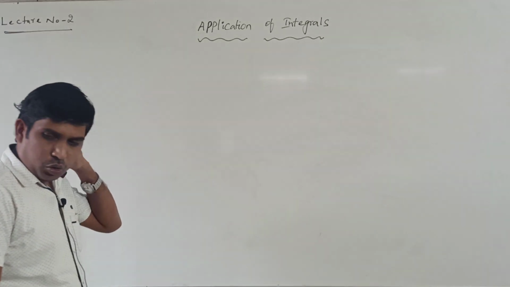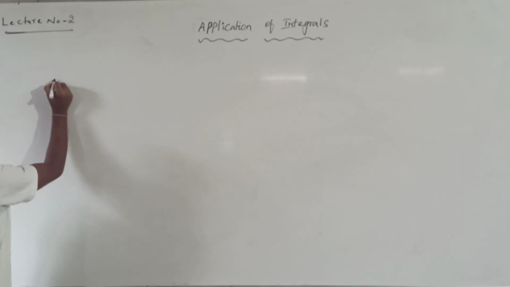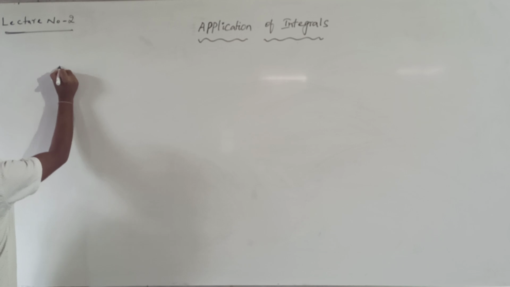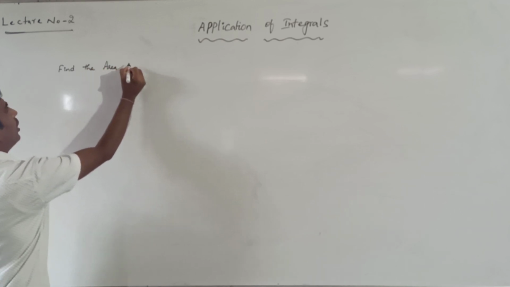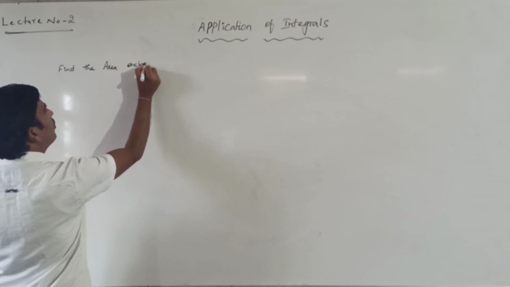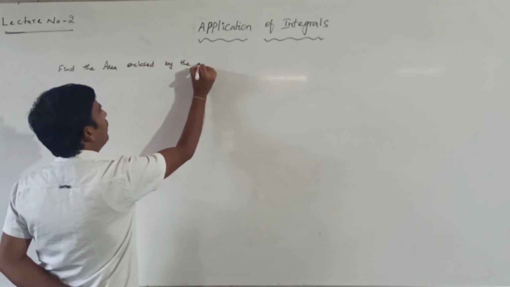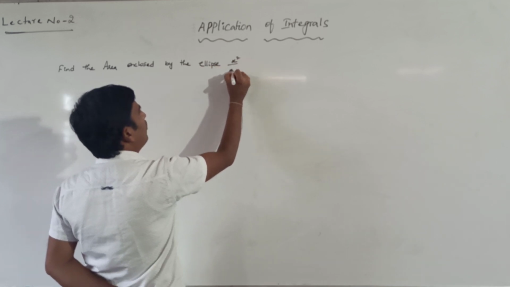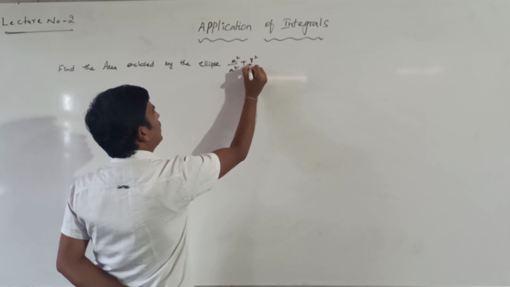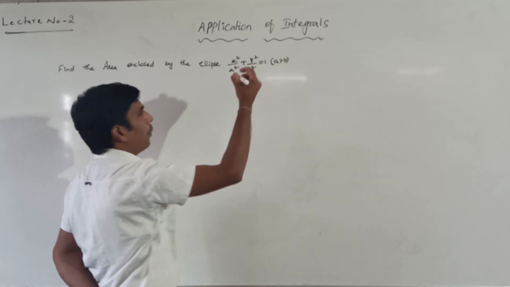So one more important question: find area enclosed by the ellipse x square by a square plus y square by b square is equals to 1, a greater than b.